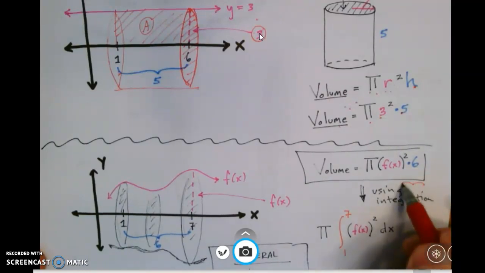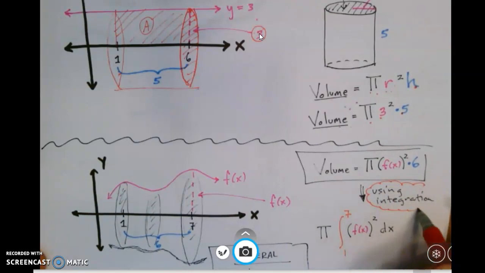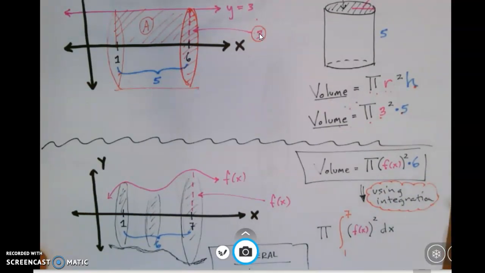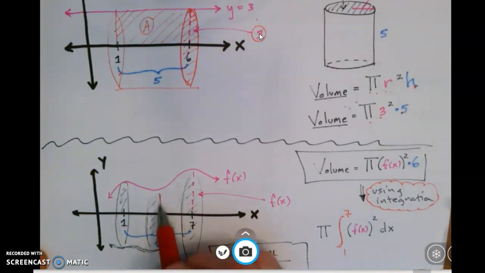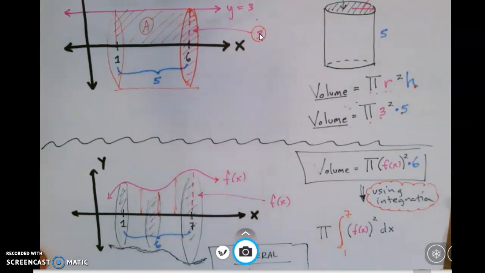But if we're thinking about this using integration, then this would be pi on the outside, times the integral from 1 to 7, in this case, doing this curve right here, of whatever the function is, squared, because whatever the function is is in fact our radius. Whether we're at 7 and our radius is here, or we're in the middle and our radius is here, or wherever we happen to be, every f of x distance is in fact our radius.